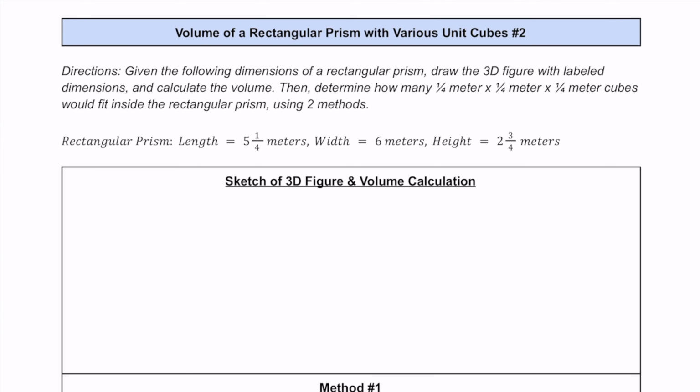Let's practice finding the volume of a rectangular prism that has some rational edge lengths, where the side lengths are actually fractions or decimals perhaps, and we're going to do this using fractional cubes as well, or cubes that have fractional edge lengths.